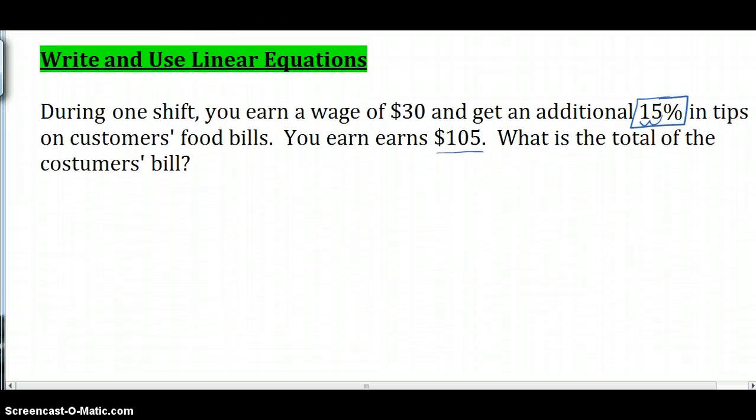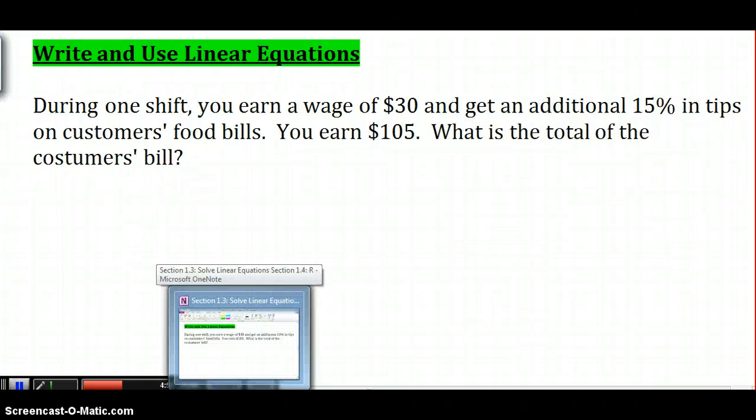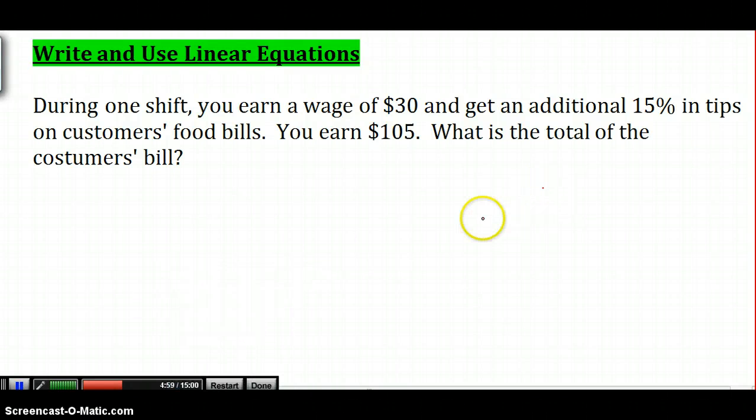Alright, now that we've talked about solving these equations, let's look at writing an equation from information given to us. So this problem says, during one shift you earn a wage of $30 and you get an additional 15% in tips on the customer's food bills. You earn $105 for the night. So what is the total of the customer's bill?